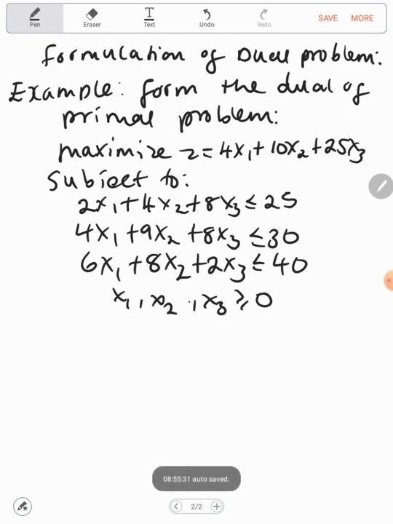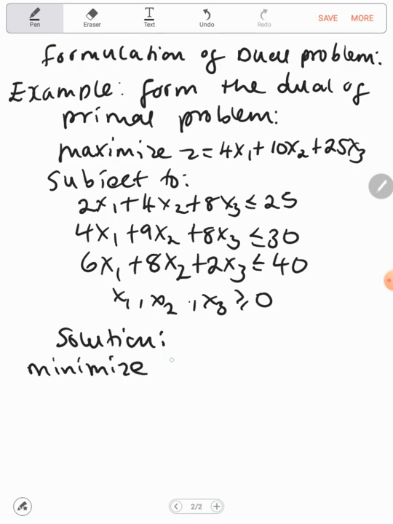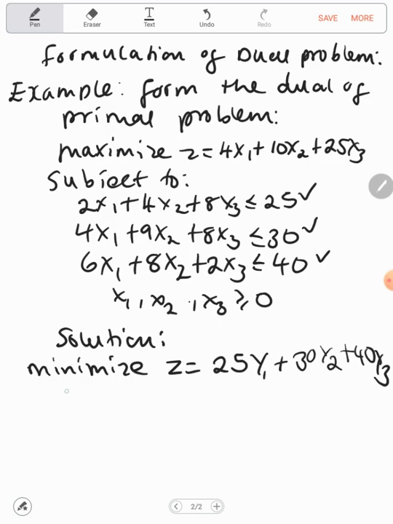This is a maximization problem. So if we have to form a dual problem, we have to turn this into a minimization problem. This will become a minimization problem where z will get the values from the right hand side of the constraints. So these are the values 25, 30 and 40. Then you introduce y, where y is the dual variable associated with the ith constraint of the primal problem. You have z equal to 25y1 plus 30y2 plus 40y3.